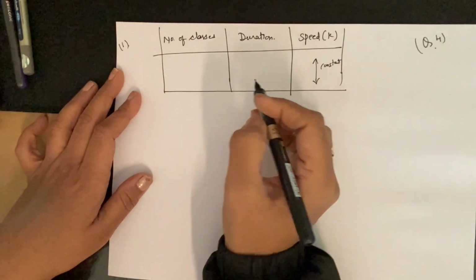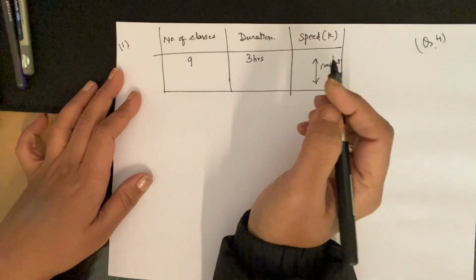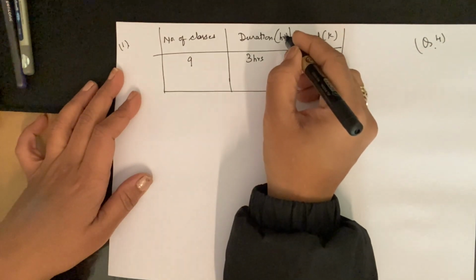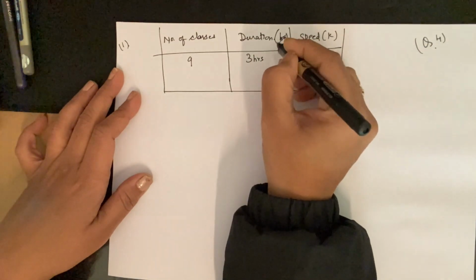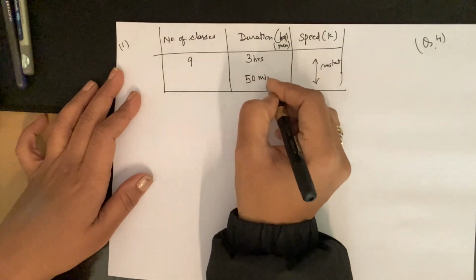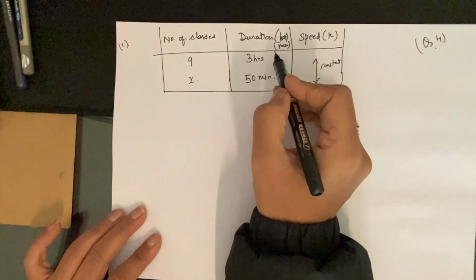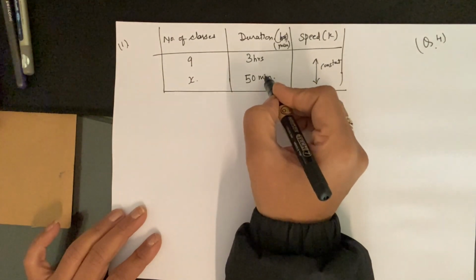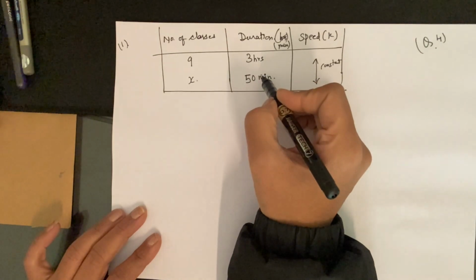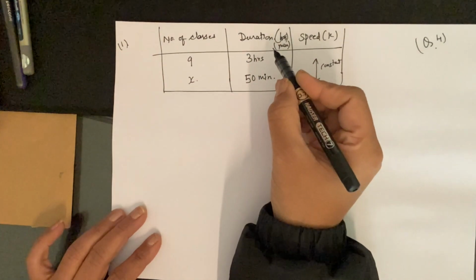So 9 classes in 3 hours. So the duration is in hours. The duration will be in minutes because they are asking for 50 minutes. How many classes will she take? So now this will be in minutes because minutes is the smaller unit. It is easier to convert 3 hours into minutes rather than converting 50 minutes to hours.